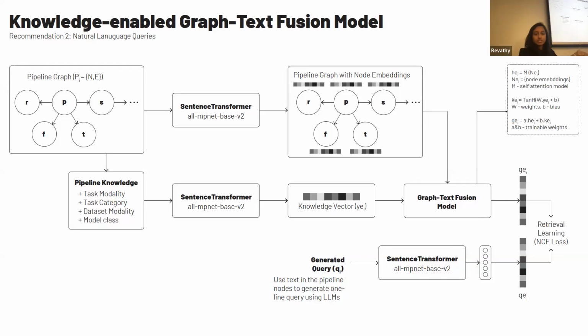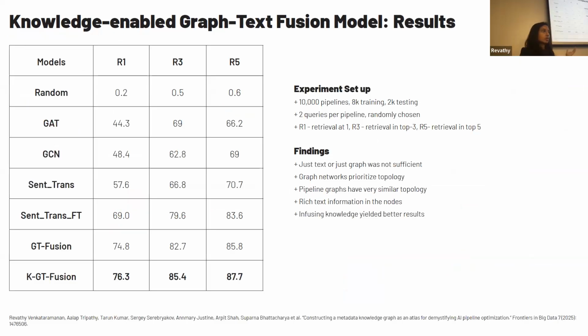So we used a sentence transformer to generate a query, create an embedding, and then trained based on the retrieval knowledge. So the graph text fusion model, the algorithm for that looks as above. We used an aggregation function to bring together the graph embeddings and also the knowledge embedding together. When we looked at the results, again, obviously the knowledge-enabled graph text fusion model performed really well.